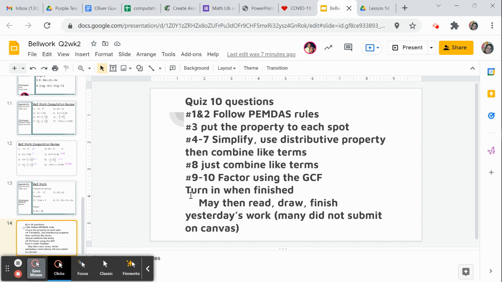Okay, if you're not finished and you're one of Mrs. Shainer's kids, give it to the para. If you're an ELL student that didn't finish, just let your teacher know, and then Monday we can let you finish, because you can't really have students walking out with the quizzes. Okay, and a lot of you did not submit yesterday's work on Canvas.